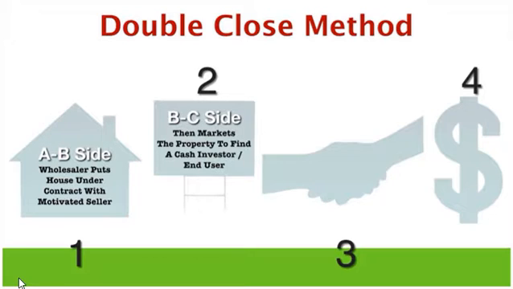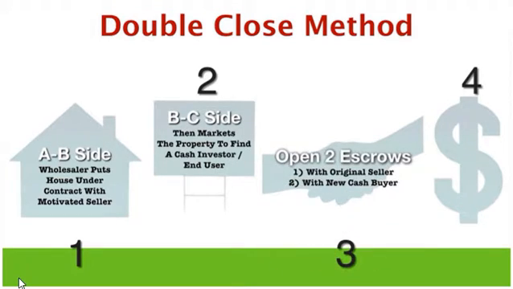And this is called the B to C side, all right? So now 2 escrows are now opened with the same closing agent, right? And it might have been on day 1 you opened the A to B side, and then on day 10 you opened up the B to C side, all right? It could be a couple days apart, but all done with the same closing agent.